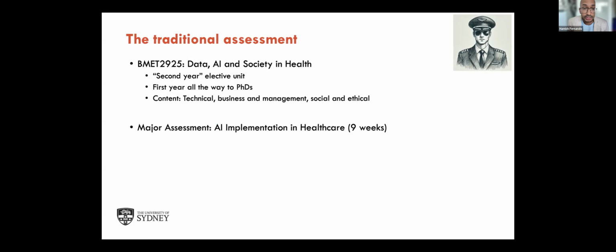Now, the change was created within the pilot in the major assessment, which was called AI implementation in healthcare. This essentially involves students having to develop an AI tool or a system which addressed a particular problem within a healthcare organization. That's it in a nutshell.